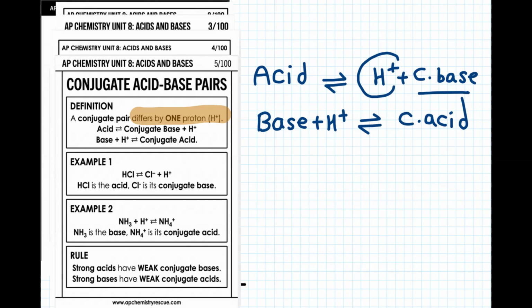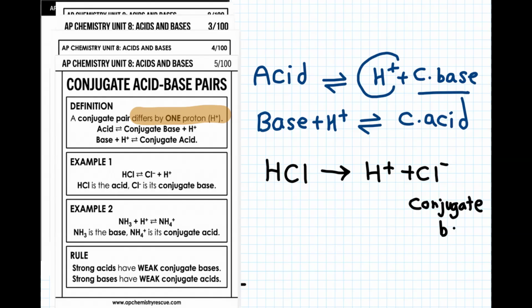Example number 1, HCl. HCl is the acid. It donates H plus. What is remaining? The Cl minus. So the Cl minus is the conjugate base. It's like a friend for this acid. It's what remains from the acid after it loses the proton. They are a pair. They differ only by a proton. What is the difference between HCl and Cl minus?